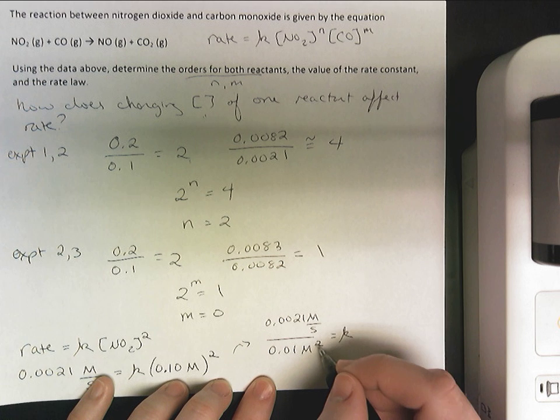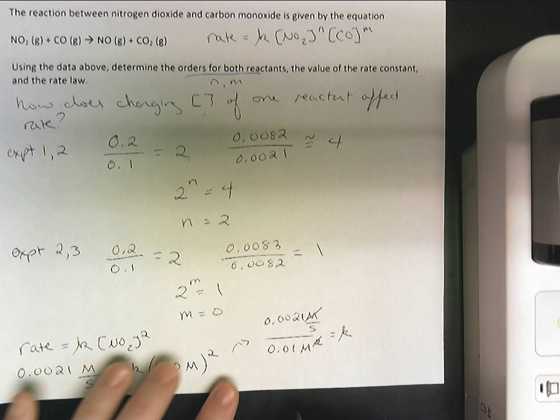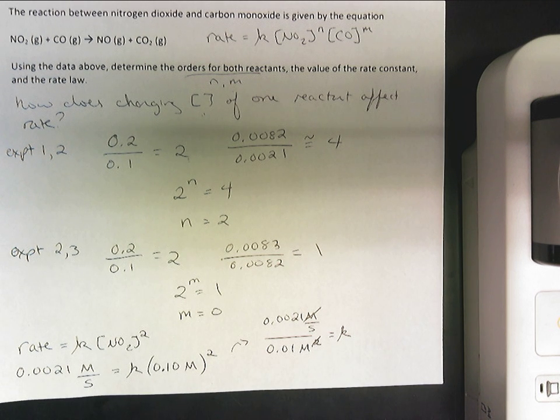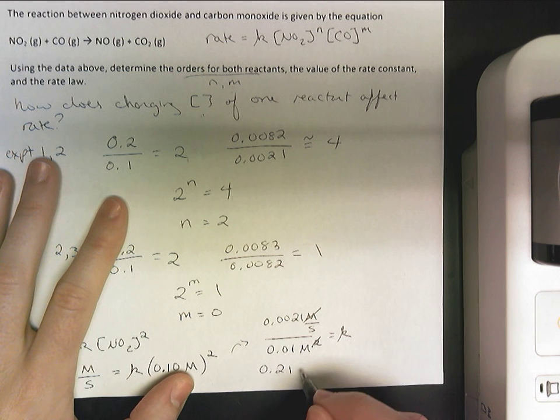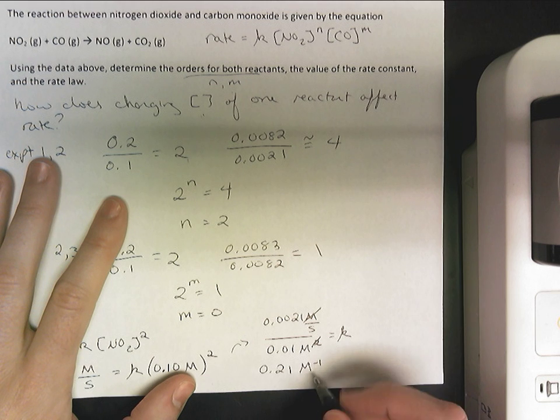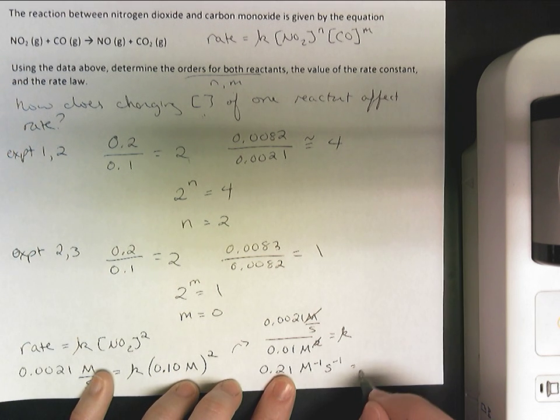If you look at the units, one of the molarities is going to cancel out with that molarity up there, and we're going to end up getting 0.21, and our units are going to be molarity to the -1 seconds to the -1, because it's 1 over molarity times seconds in the bottom, and that's going to be my value of k.